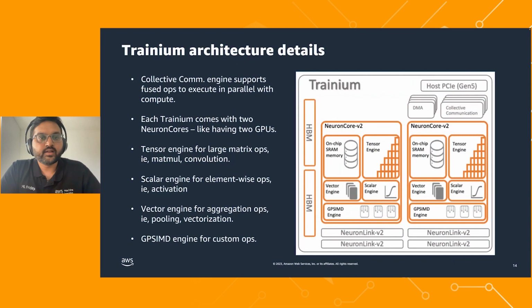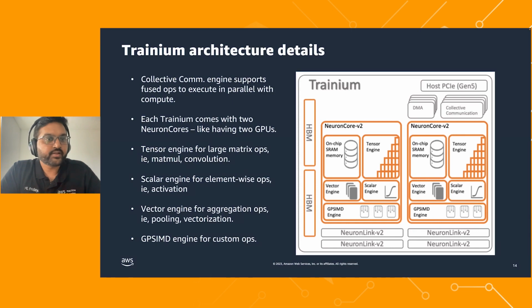So with that background, let's take a quick look at the Trainium architecture itself. Each Trainium chip, like we saw, TRN1 2xlarge has one Trainium chip, and TRN1 32xlarge has 16 Trainium chips. Each Trainium chip comes with two neuron cores, and each of them has 16 GB of HBM memory. It also comes with a separate tensor engine, which is used for larger matrix operations such as your matrix multiplication or convolutions.